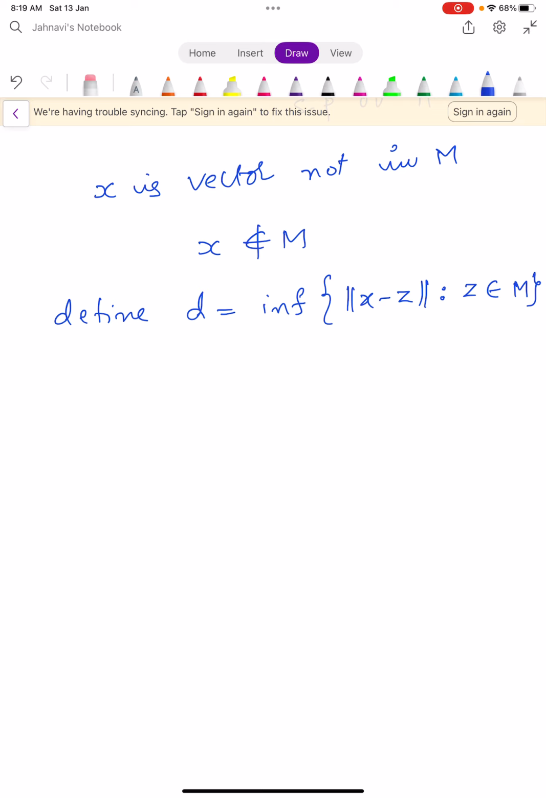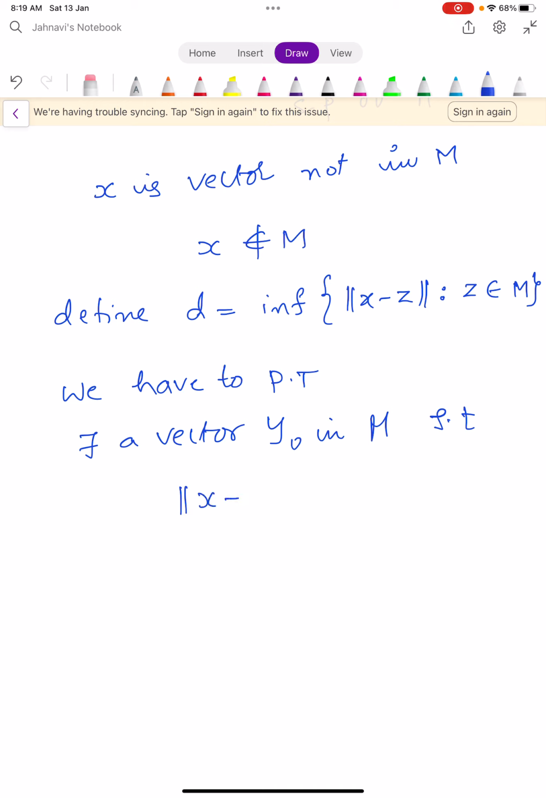And we have to show that, we have to prove that there exists a vector y0 in capital M satisfying the condition norm x minus y0 is equal to d. And also we have to show that this y0 is a unique vector.